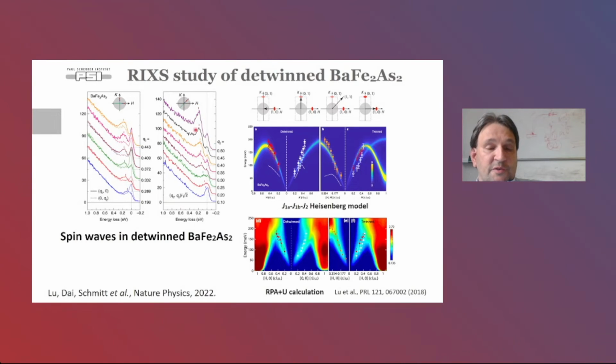Of course, you also have very dominant high energy spin excitations in diagonal direction and pi. So you see clear spin waves in detwinned iron-based superconductor, or in detwinned barium iron arsenide. You can explain these high energy spin excitations by a simple extended Heisenberg model, just shown here. Also, you can account for them by simple RPA plus U calculations. They're basically well understood.